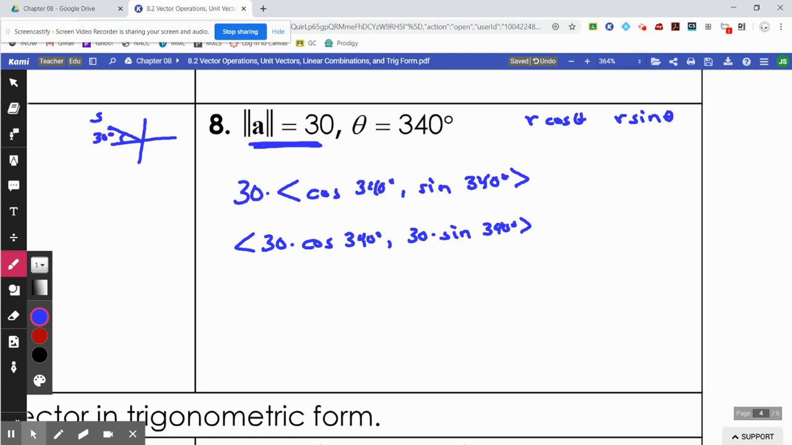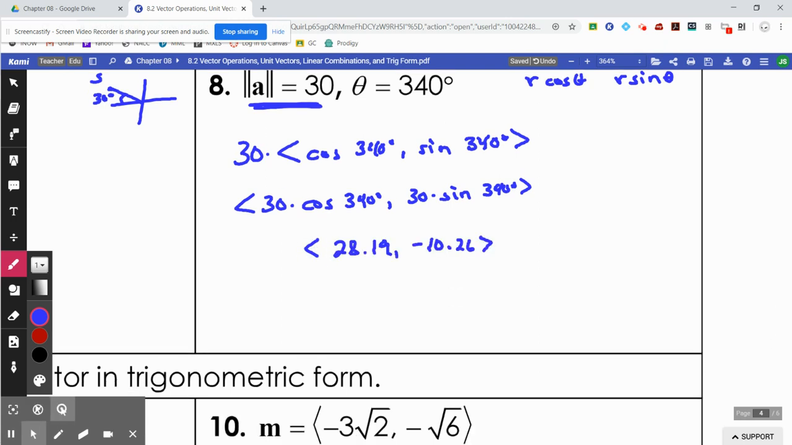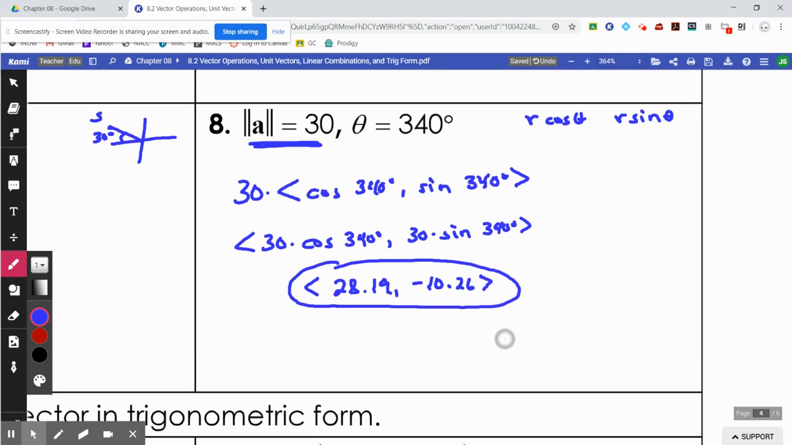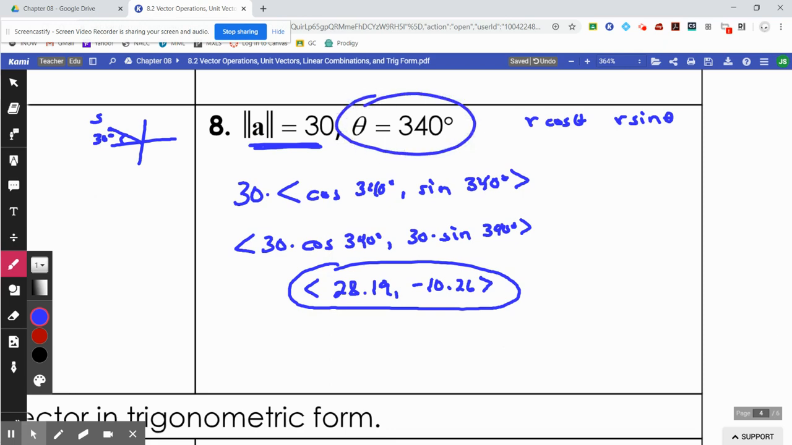When you multiply these out, and again, this will have to be done on the calculator, you're going to get 28.19, comma, negative 10.26, which again is located in the fourth quadrant, which is where 340 is.